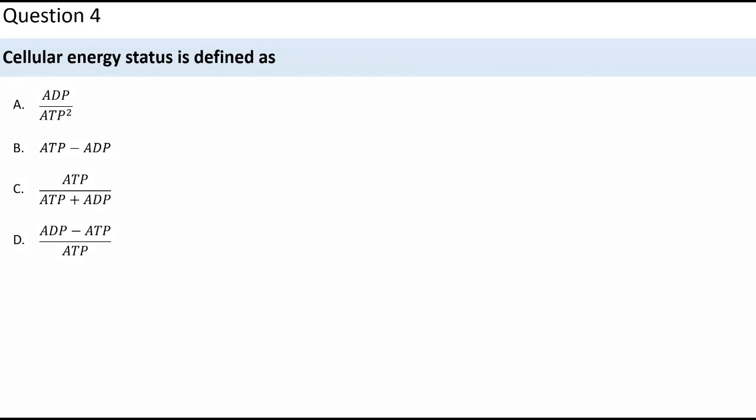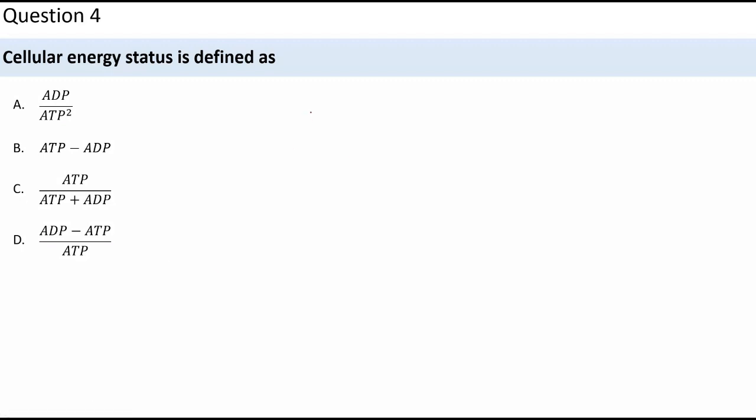Moving on to question 4, cellular energy status is defined as option A, ADP divided by ATP square, B, ATP minus ADP, C, ATP divided by ATP plus ADP. Option D is ADP minus ATP divided by ATP.